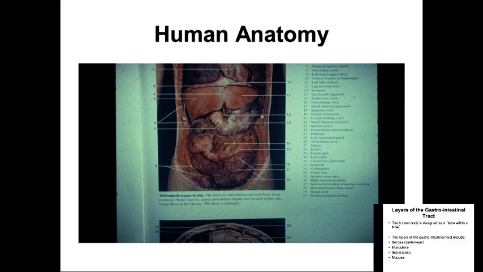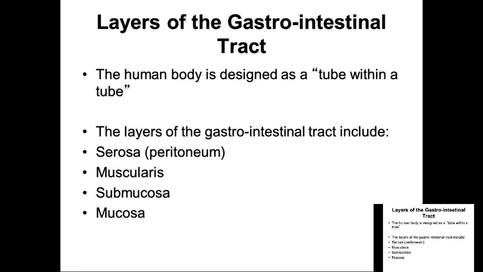Let's talk about different layers of the GI tract. The GI tract we call a tube within a tube. Although the digestive tract is within the body, it's a tube in a tube. That food doesn't become part of you just because you've eaten it. It's got to be catabolized, broken down, and absorbed. It doesn't become you until it gets into circulation and is broken down and delivered into the tissues.